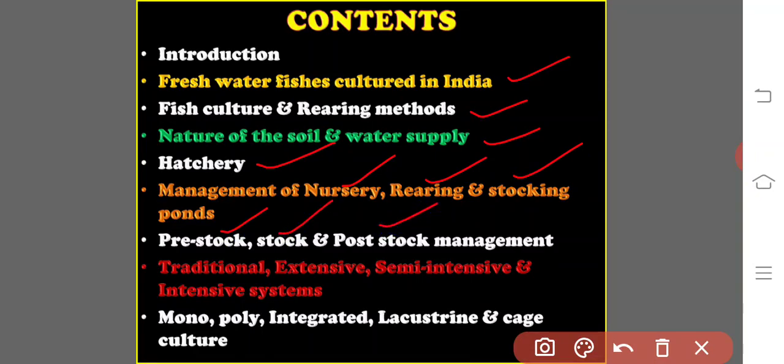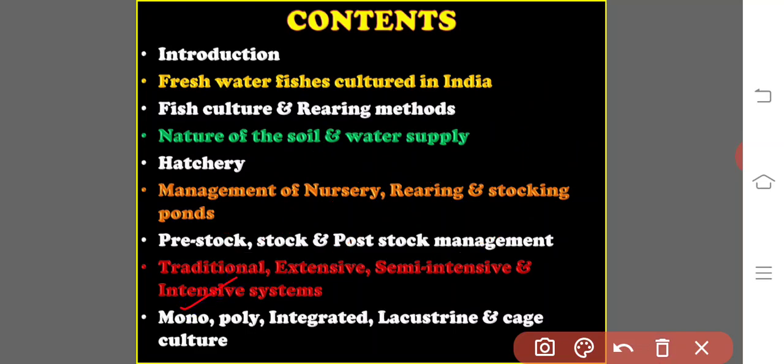management, and the different kinds of systems which are used for the culturing of fishes: traditional system, extensive system, semi-intensive system and the intensive system, and the culture types, basically monoculture, polyculture, integrated fish culture, lacustrine culture and cage culture.